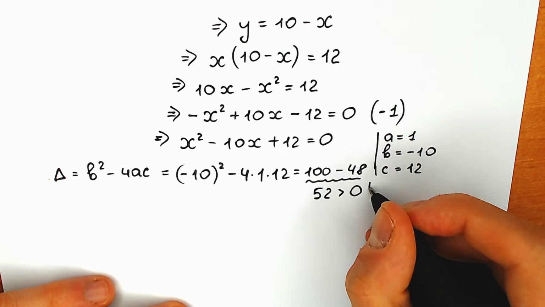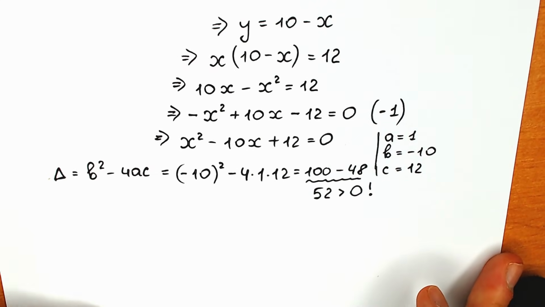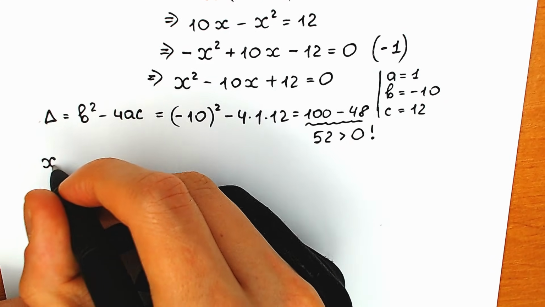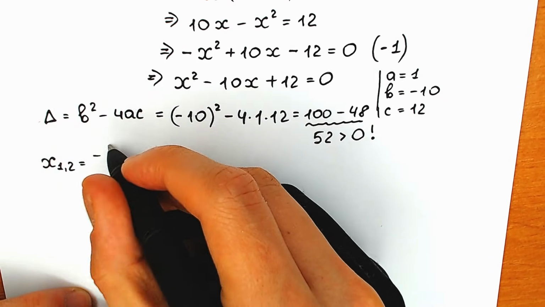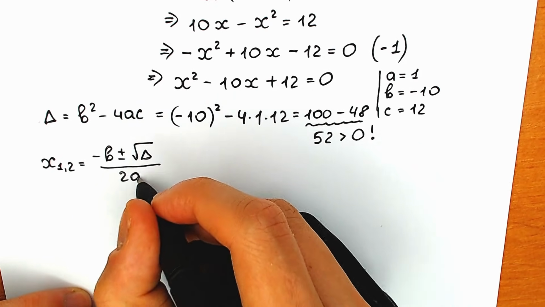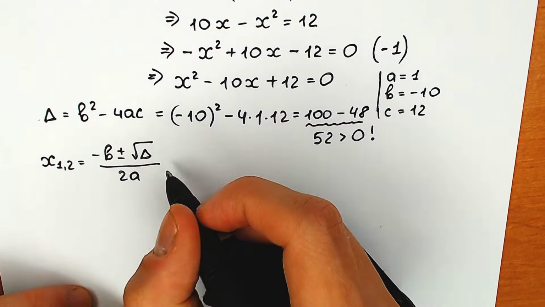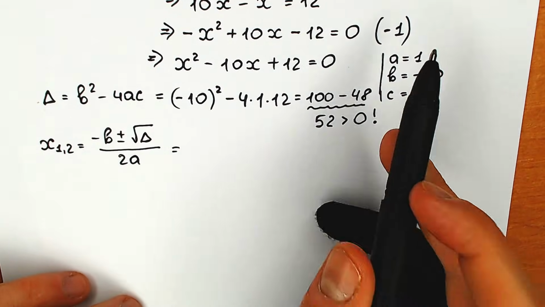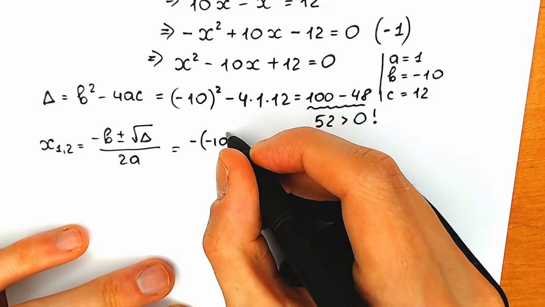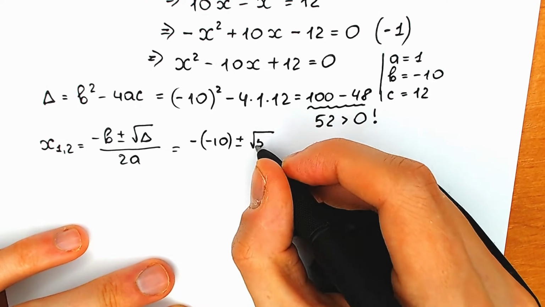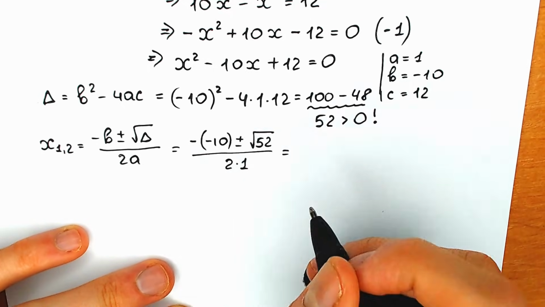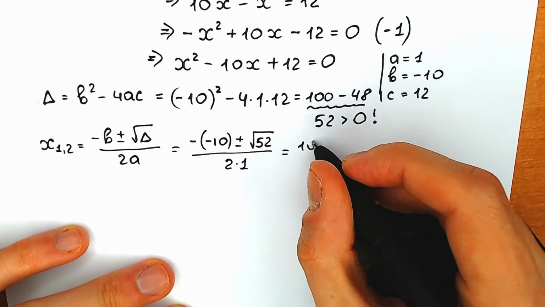This is also really great for us. So we have two real roots. Let's solve for x first and x second. So x first and x second equal to minus b plus minus square root of discriminant, all over 2a. This is the well-known formula. And right now, we know everything, so let's plug in each of these elements. We have minus b equal to minus minus 10, which is 10, plus minus square root of 52, all over 2 times 1.